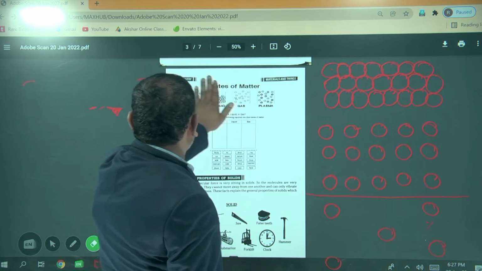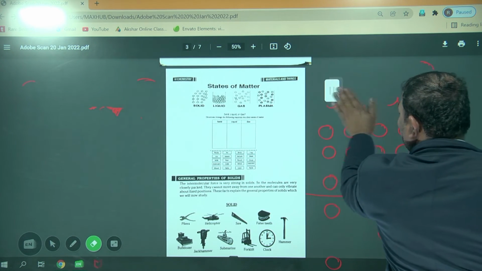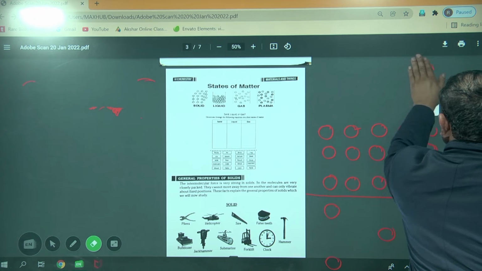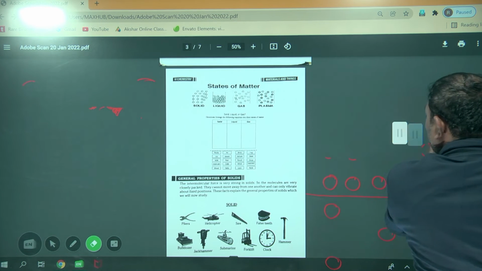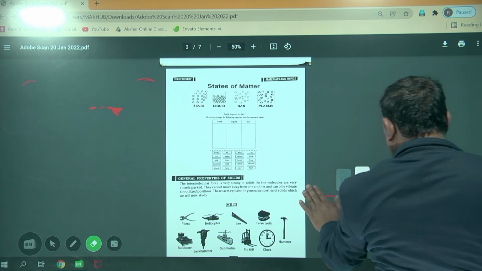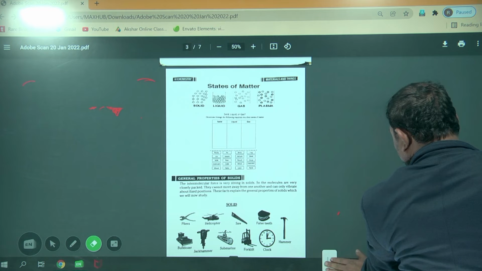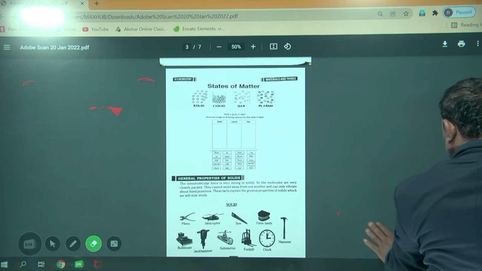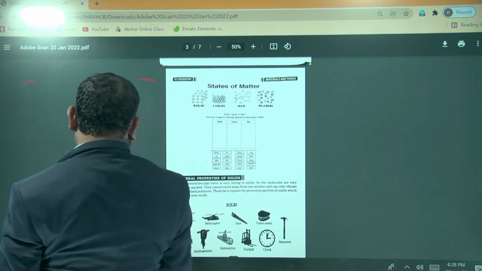Keep in mind that the intermolecular force is very strong in solids, and the molecules are very closely packed. They cannot move from one place to another, and they are located very compactly, close to each other.